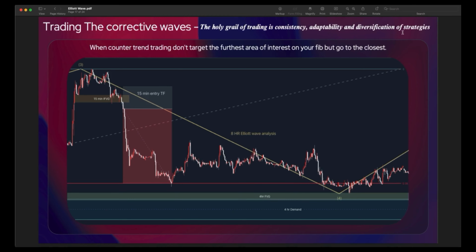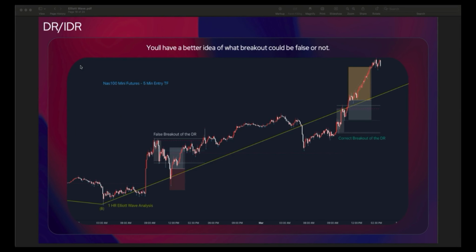All right, moving on. Now we're gonna use the DR, IDR. Yes sir. With Elliott Wave, you'll have a better idea of what breakout could be false or not. So let's say you're in an uptrend, right? You're in a higher time frame uptrend. You mark up your ABCs or your 1, 2, 3, 4, 5. In this case, we are in a corrective pattern. So we have A back here and then B, and obviously we're gonna shoot up to C.